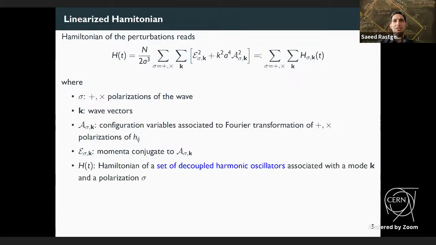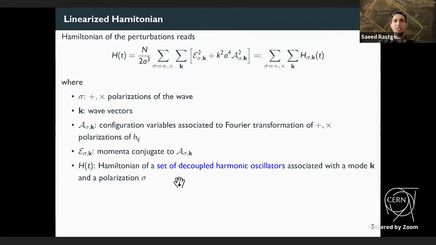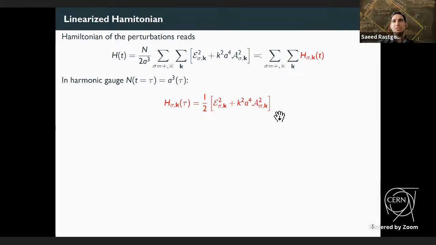As you see, the Hamiltonian looks like a set of decoupled harmonic oscillators, each with a mode k. However, for each of these harmonic oscillators, the frequency, k over a squared, is a time-dependent frequency. This poses important obstacles in quantization, but we will go around it by a certain canonical transformation, as I mentioned. Here is the Hamiltonian. We choose a harmonic gauge where our lapse is the scale factor cubed, with the time associated with the harmonic gauge, and this is our H at the end using the harmonic gauge.